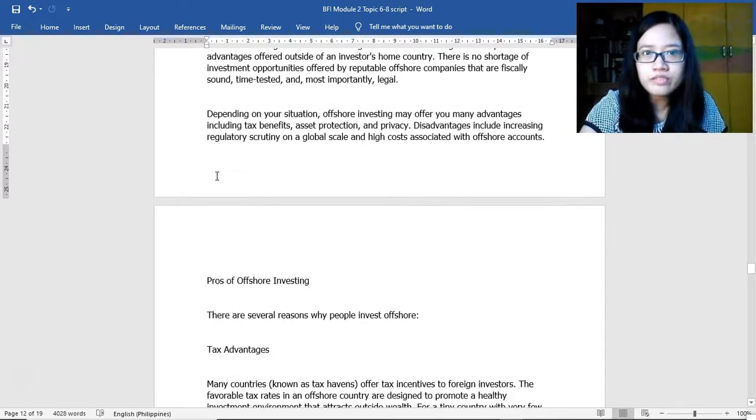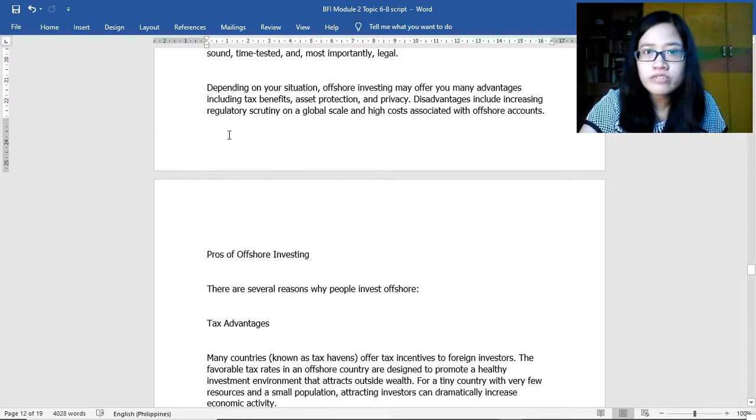All right. Depending on your situation, offshore investing may offer you many advantages, including tax benefits, asset protection, and privacy, because of the bank secrecy law. So for individuals who have a lot of wealth and don't want to tell people about it or have it publicized, they can take advantage of the privacy related to banking. Disadvantages include increasing regulatory scrutiny on a global scale and high costs associated with offshore accounts.